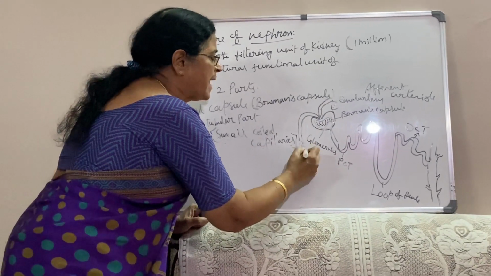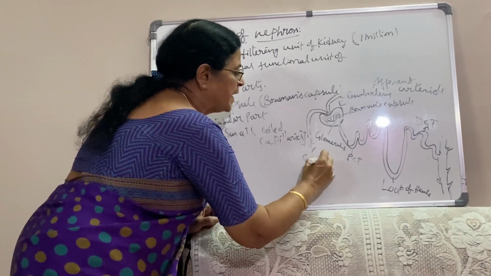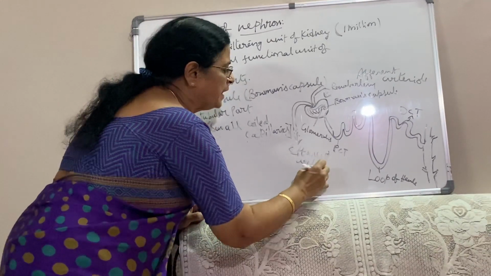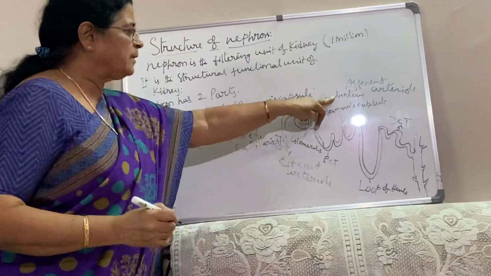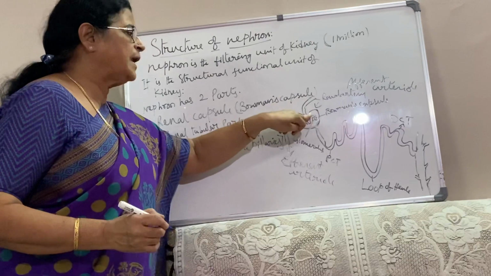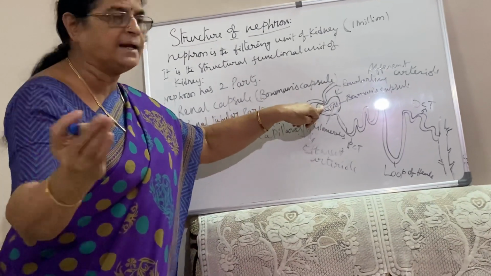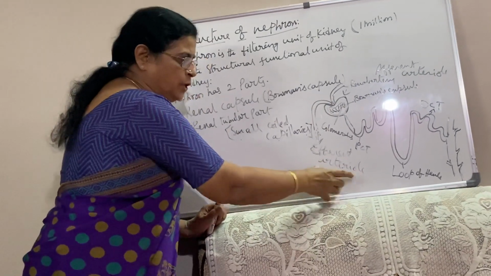The filtered blood is taken back by the efferent arteriole. The coming blood vessel is the efferent arteriole. After the filtration, the blood, free from nitrogenous waste materials, is taken back by the efferent arteriole.